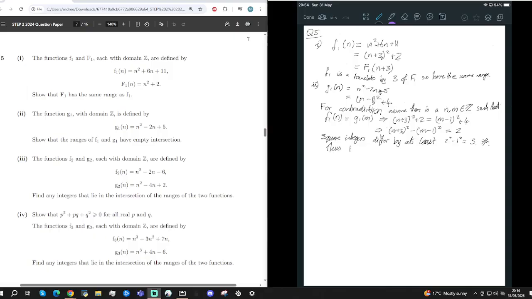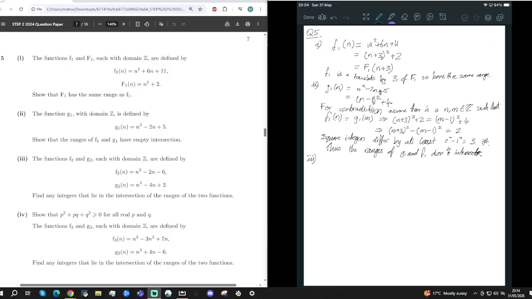Thus, the ranges of G1 and F1 don't intersect. We assumed that they do, and that led to a contradiction. There are no square numbers which are close enough together for this condition to hold. Part 3.